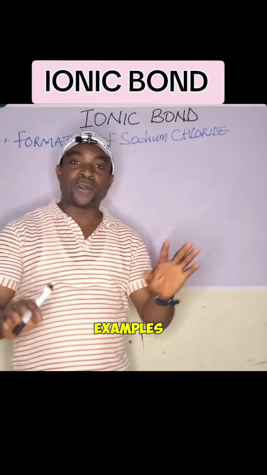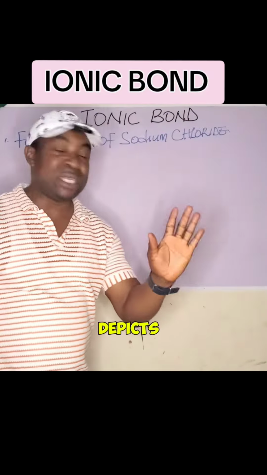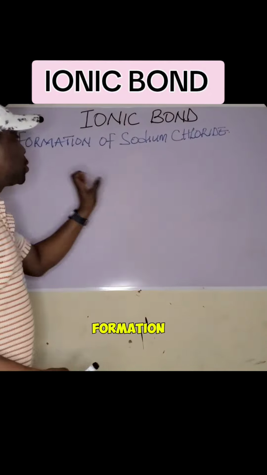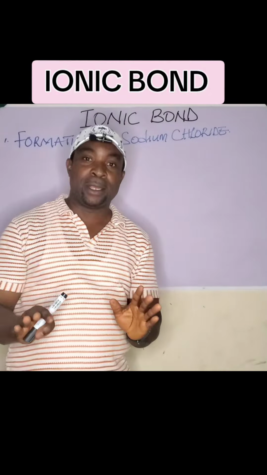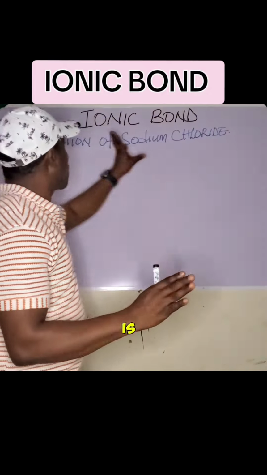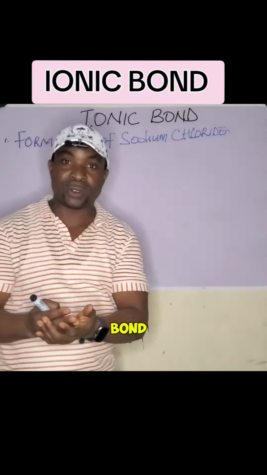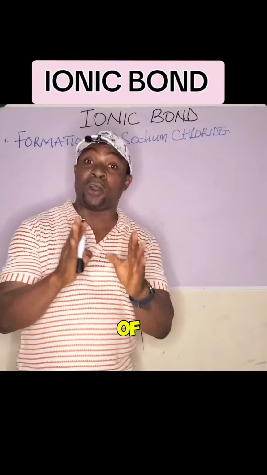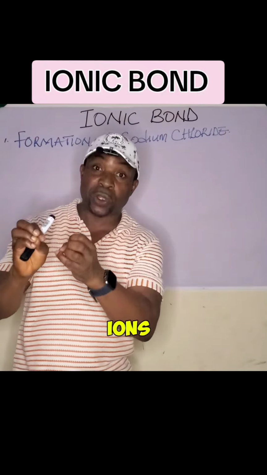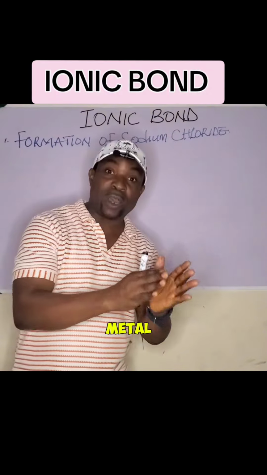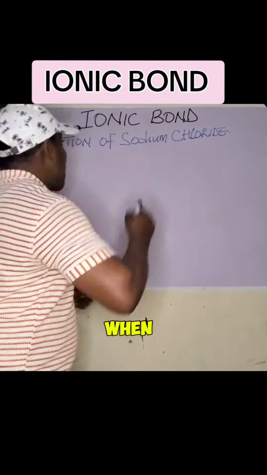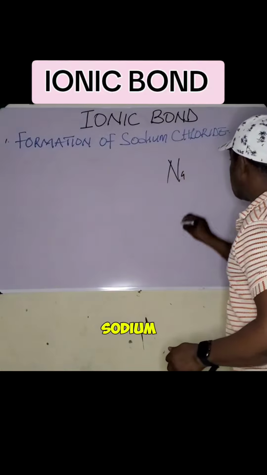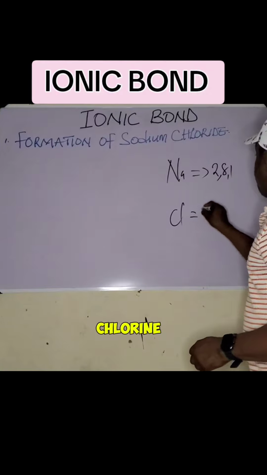One of the examples of the reactions that depicts ionic bonding or electrovalent bonding is formation of sodium chloride. And what happens? Why is it called ionic bond? It is called electrovalent or ionic bonding because of the exchange of ions from a metal to a non-metal. When sodium reacts with chlorine, because here we are considering sodium and chlorine.